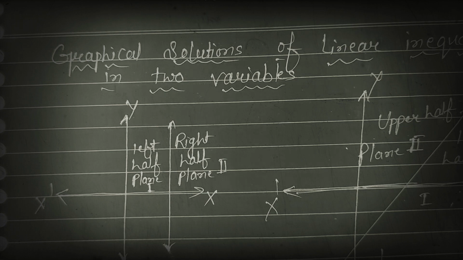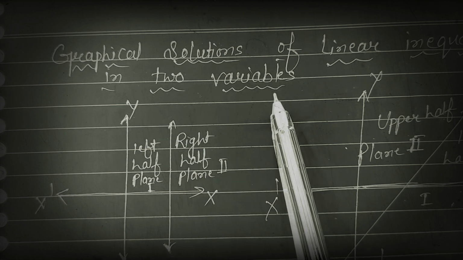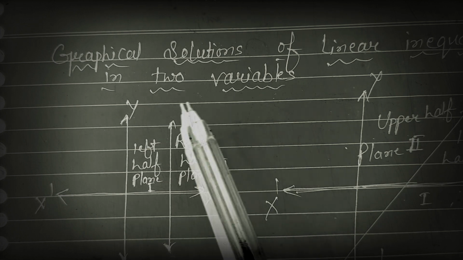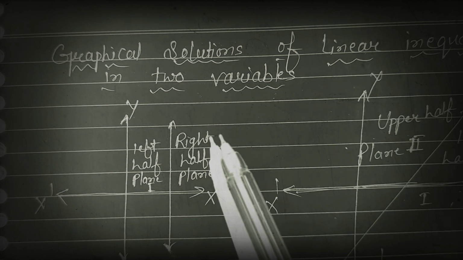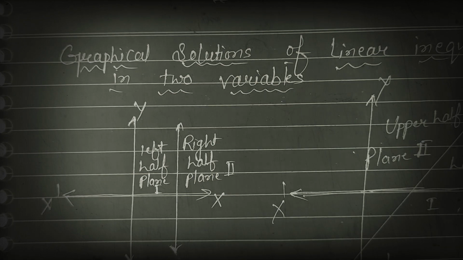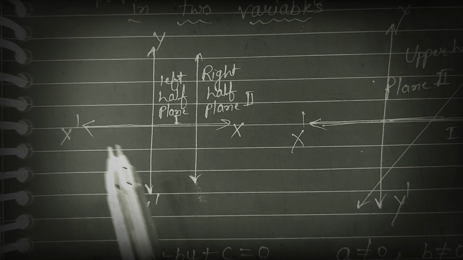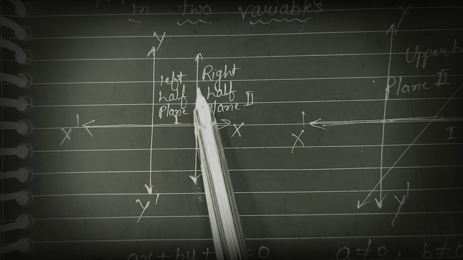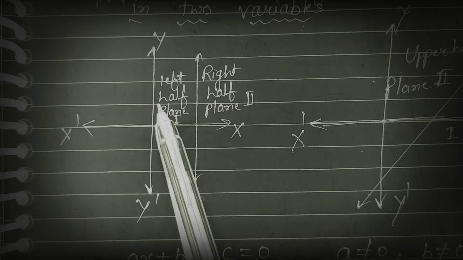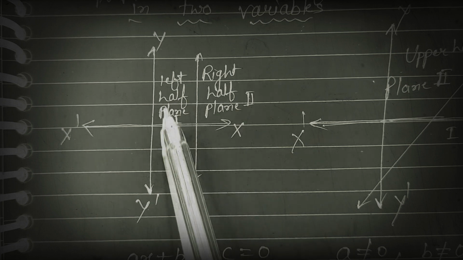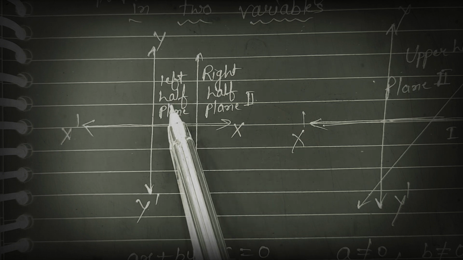Hello everyone. Today we will discuss graphical solutions of linear inequalities in two variables. And in the last video we discussed graphical solutions of linear inequality in one variable. So here, suppose this is the x-axis, this is the y-axis, this is the Cartesian plane, and this is the graph of a line which divides the plane into two parts. This is the first part, suppose this is the second part, and this part is called the left half plane.